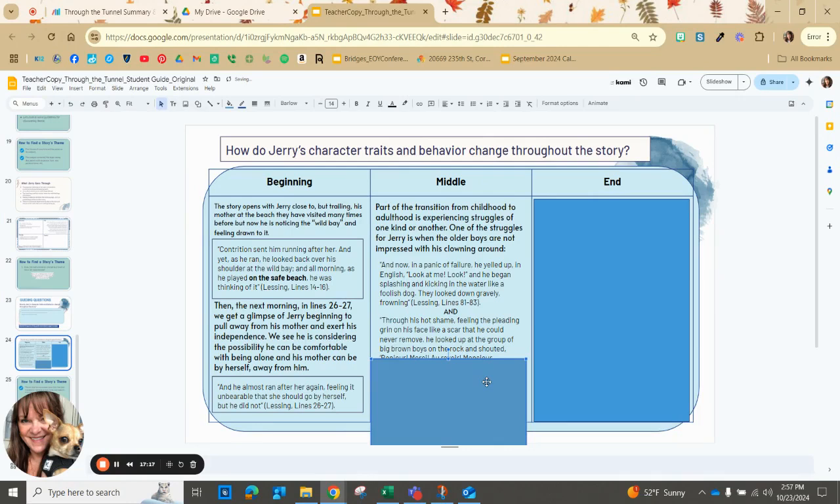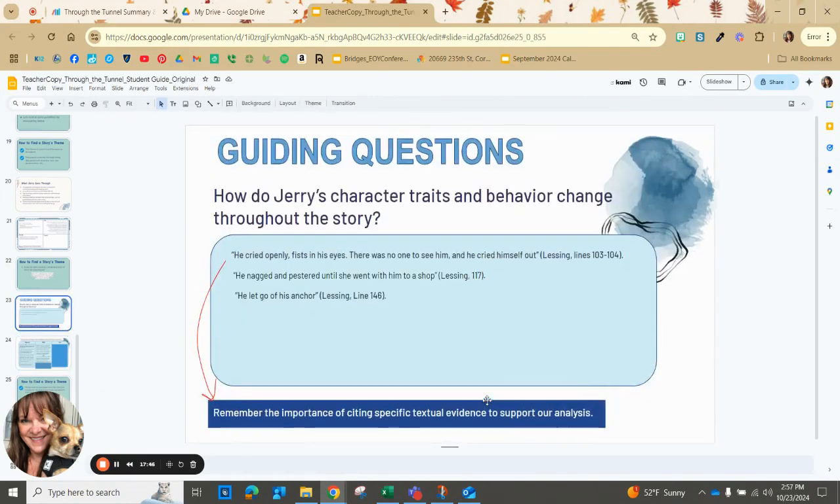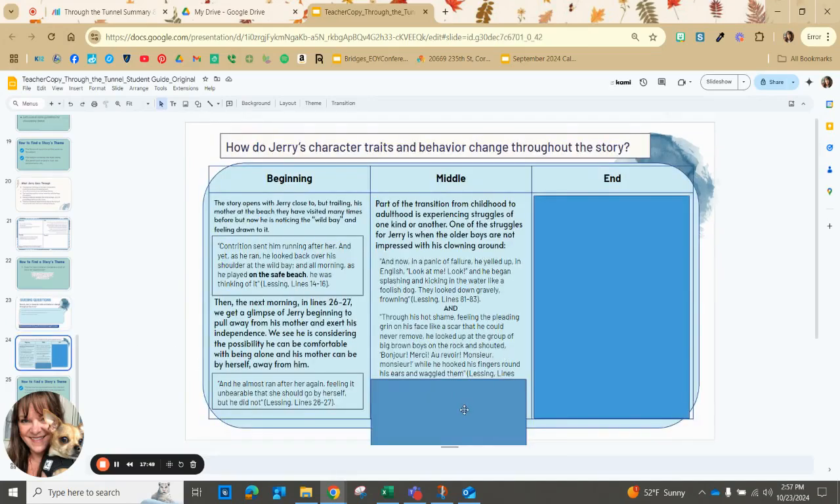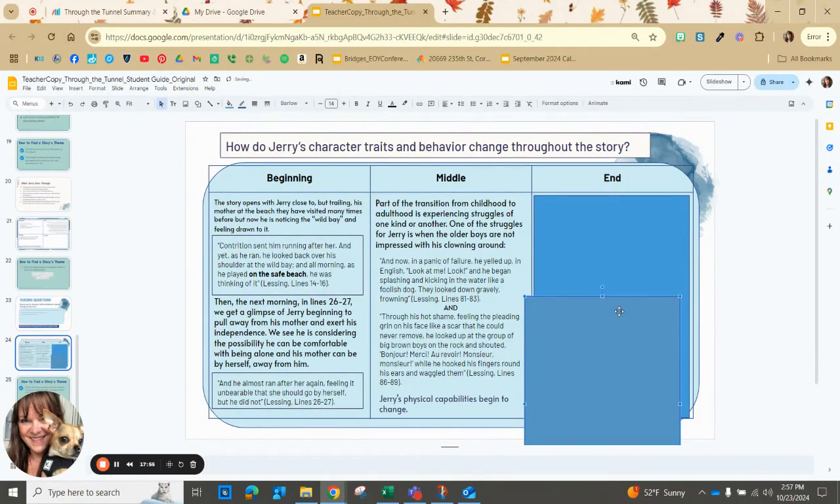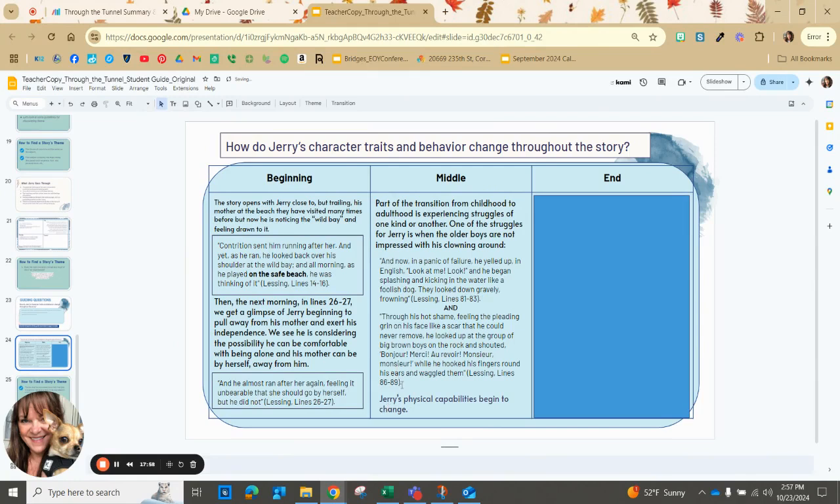And then we also see through his hot shame, so he's feeling ashamed in front of these boys. "Through his hot shame, feeling the pleading grin on his face like a scar that he could never remove." Pleading grin. He's pleading with the boys through this silly grin, right? Please help me belong with your group. "He looked up at the group of big brown boys on the rock and shouted, 'Bonjour, merci.'" Oh, he does say merci. "'Merci, au revoir, monsieur, monsieur.'" Well, that didn't work. "While he hooked his fingers round his ears and waggled them." And that is in lines 86 through 89 of the story.